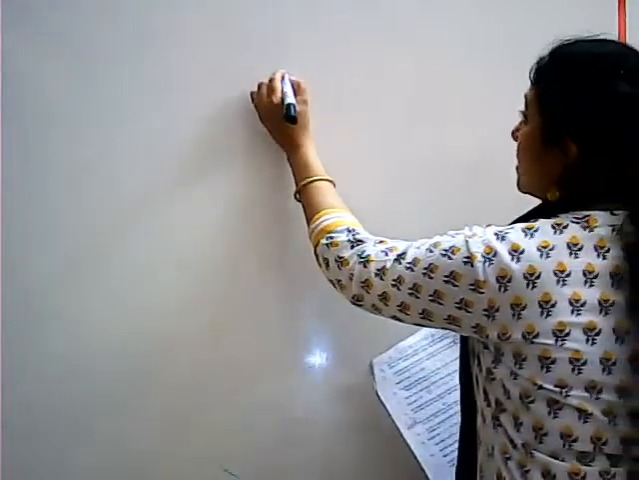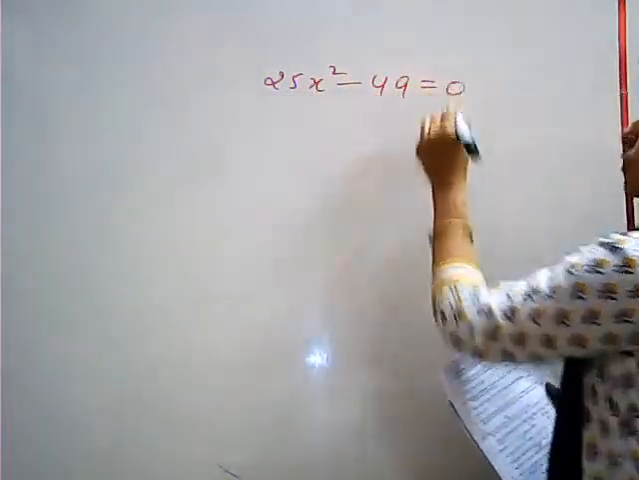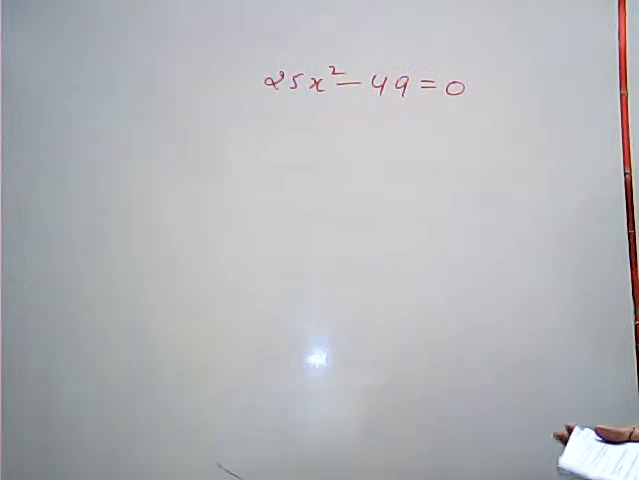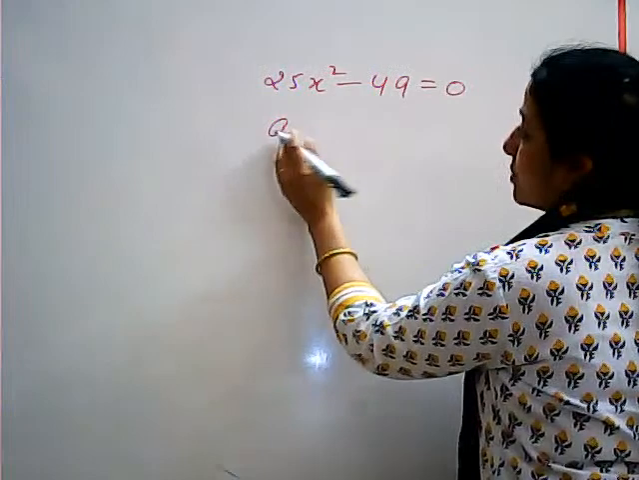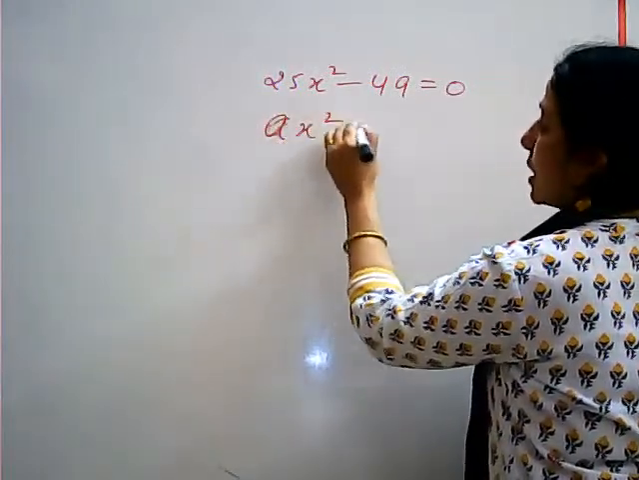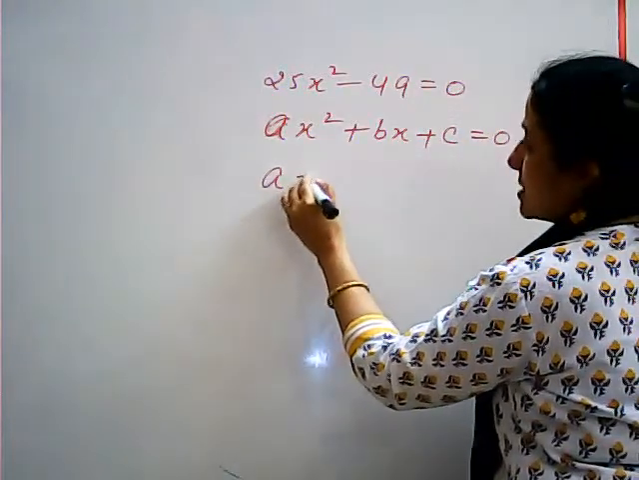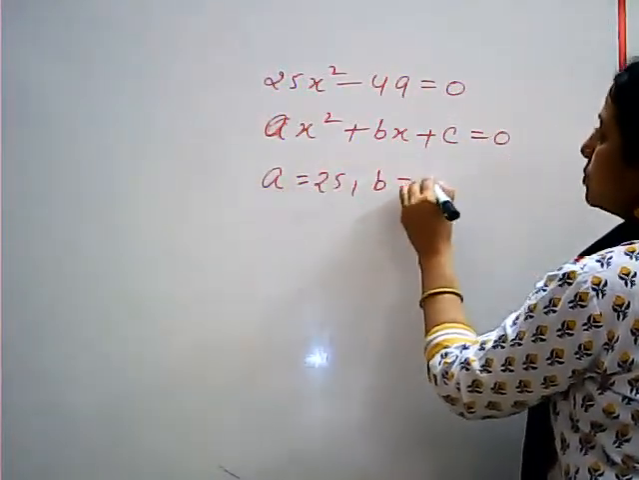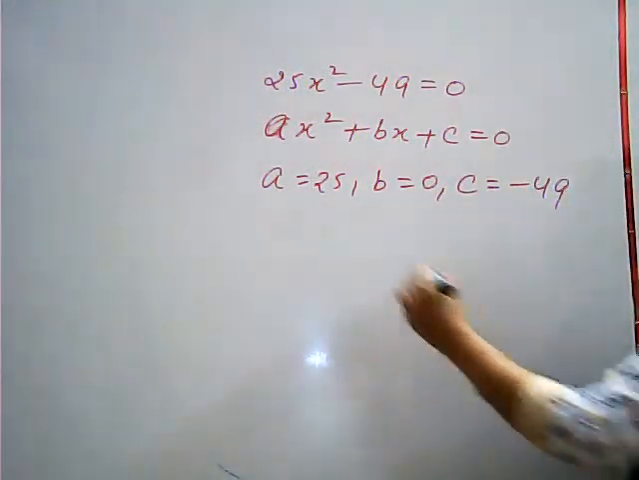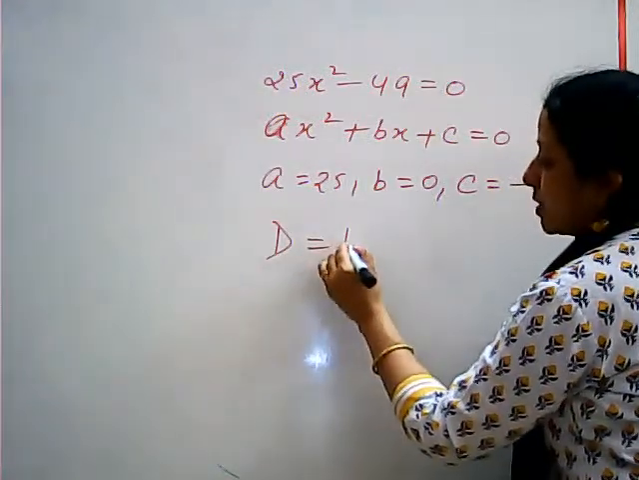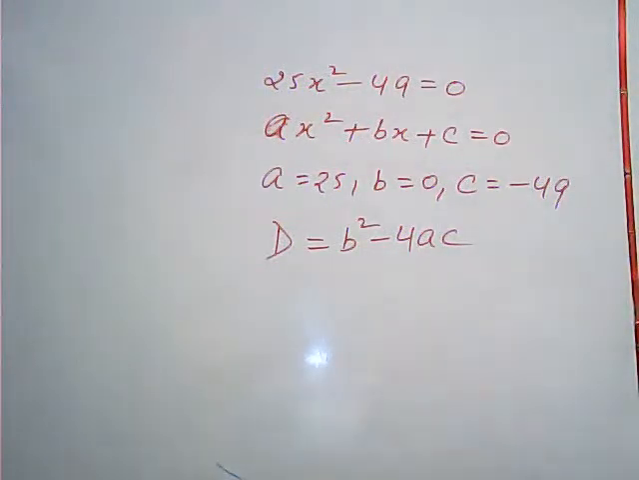Okay, if the question is 25x² minus 49 is equal to 0 and you need to find the nature of the roots, for that you will first compare this equation with ax² plus bx plus c is equal to 0, where a is equal to 25, b is equal to 0 and c is equal to minus 49, and you will find the value of D. Because after finding the value of D, you will find the nature of the roots.